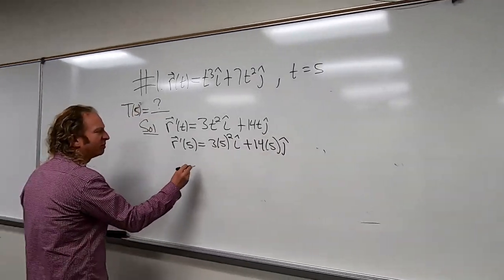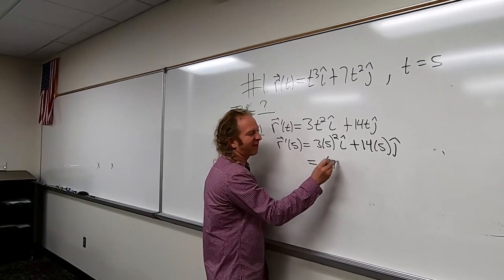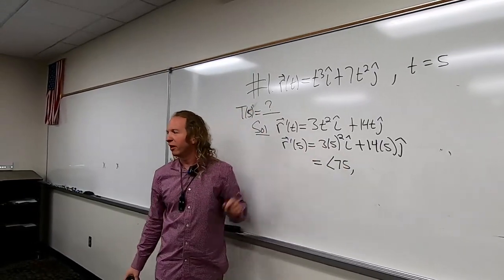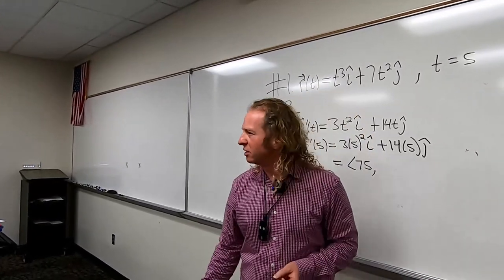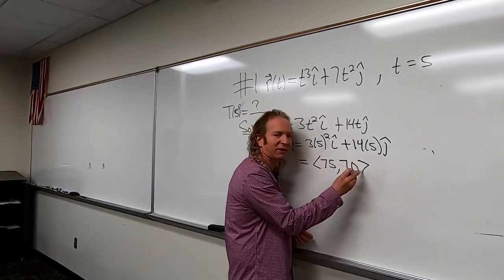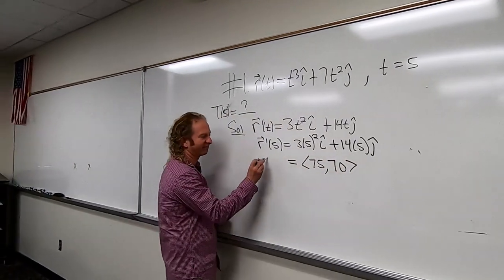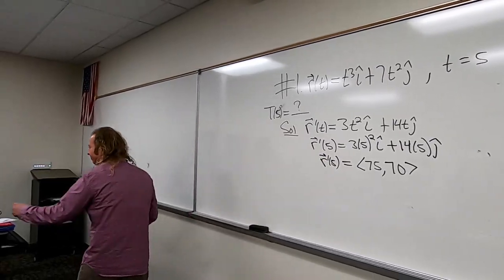All right, so I'm going to write this in component form. This is 75, because it's 3 times 25, and 14 times 5 is 70. Thank you. I almost messed up. I was going to say 90. Thank you. Good save.